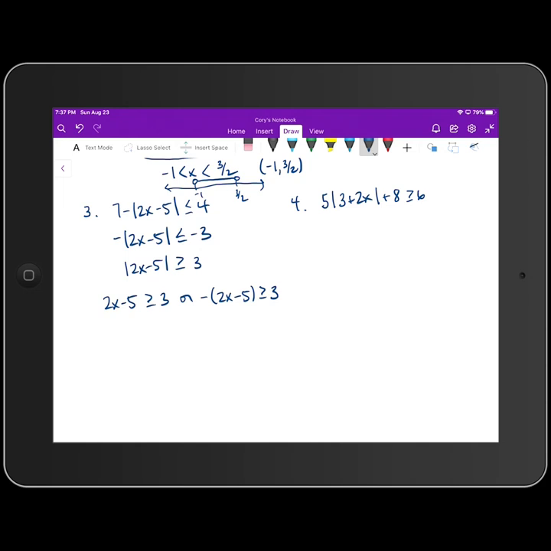Okay, so when I solve the one on the left for x, I'm going to add 5 to both sides. We get 2x greater than or equal to 8. And when I divide both sides by 2, we get x is greater than or equal to 4.